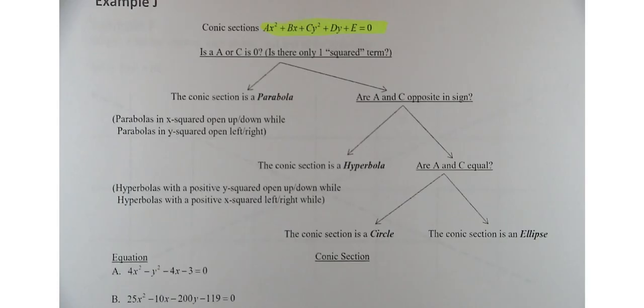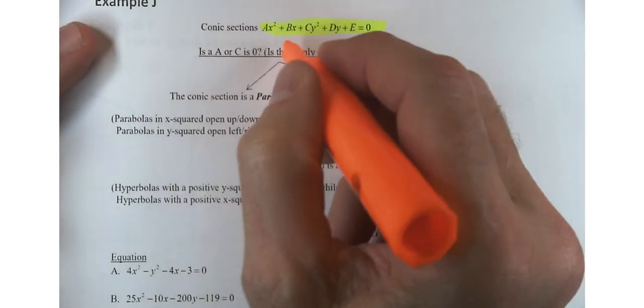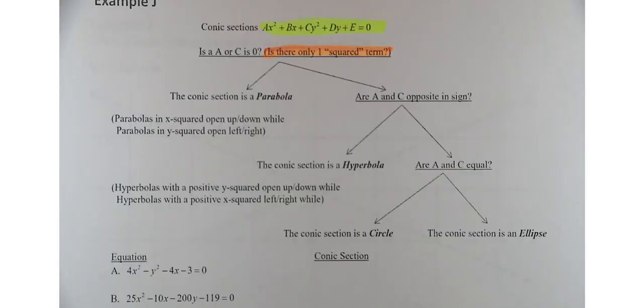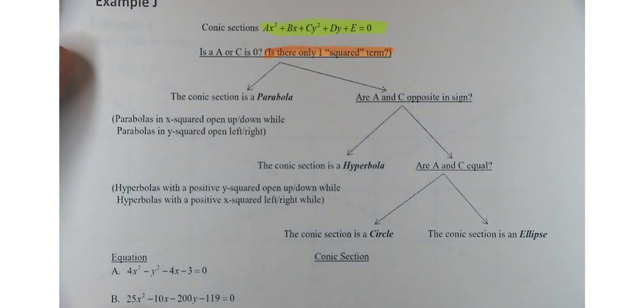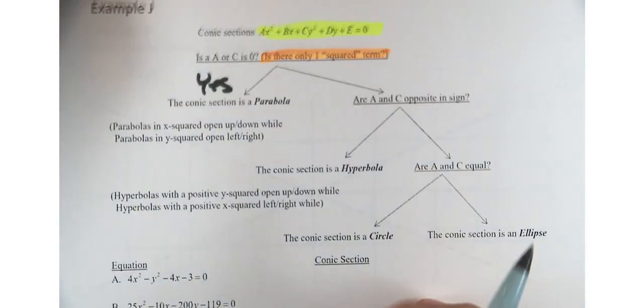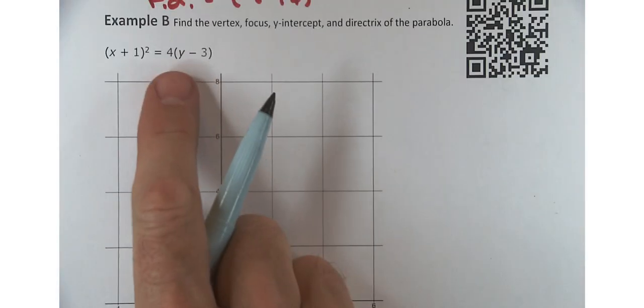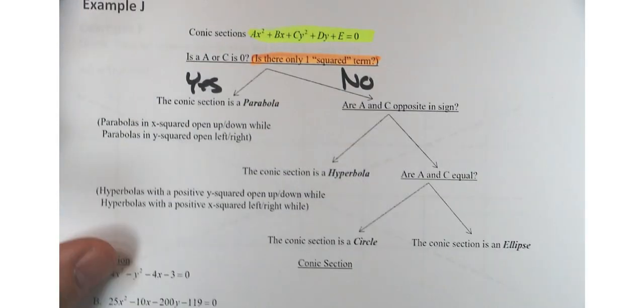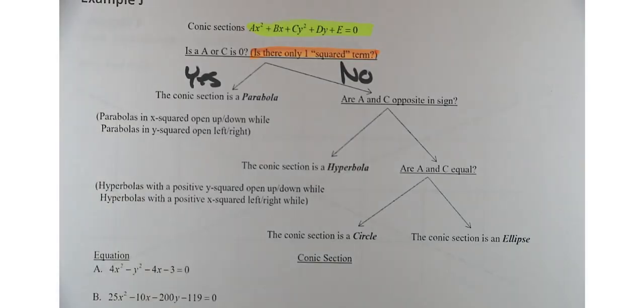So, is A or C 0? That really translates to there's only one squared term. If there's only one squared term, then you're dealing with a parabola. Simple. And in our current case, we're dealing with exactly one squared term. So it's a parabola. Now, if you answer no, then you've got to go down an even deeper rabbit hole.